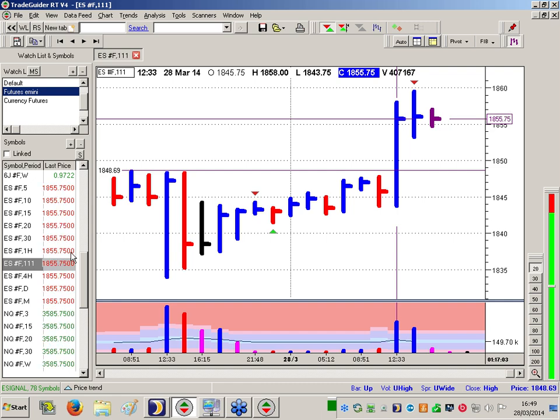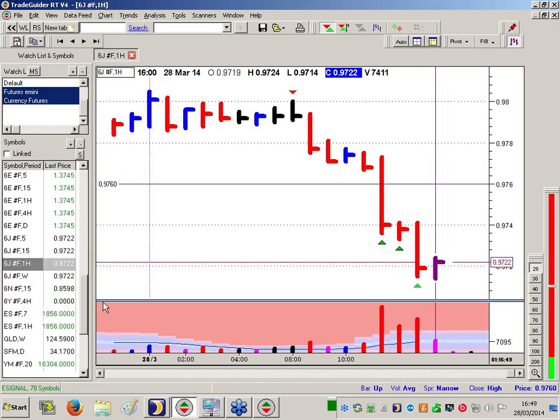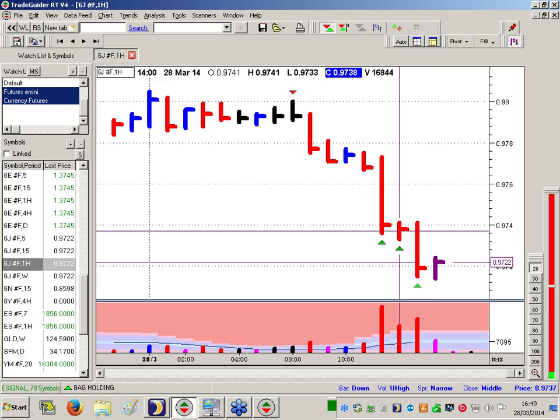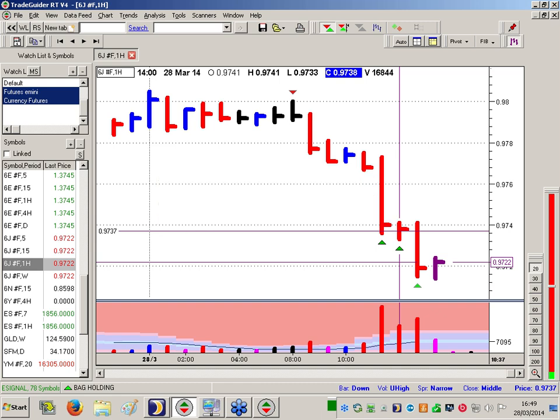Yes, Gavin wants us to look at the yen. Do you know the code for the yen? Peter's asking. Yen versus dollar. Well, we have it on the continuous contract, so no.